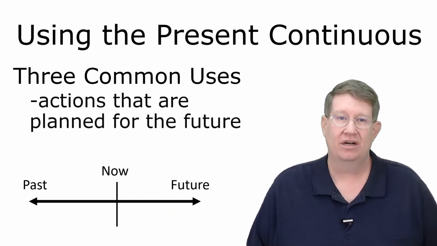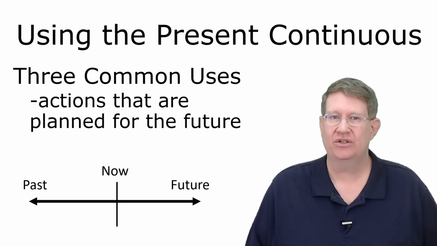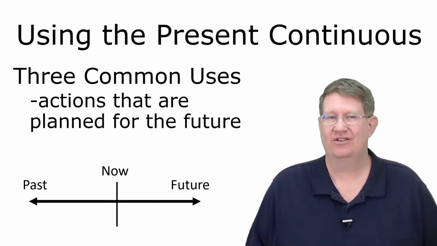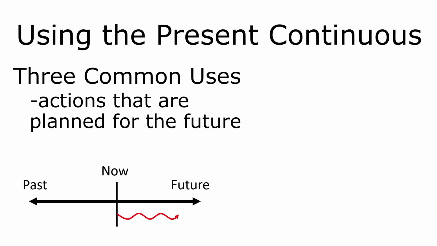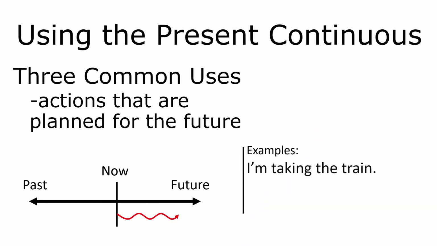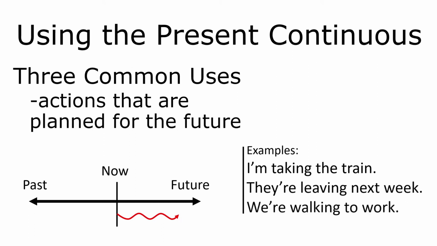And we can also use the present continuous, believe it or not, to talk about actions that are planned for the future. Again, let's take a look at some examples. How are you getting to London next week? I'm taking the train. They're leaving next week. We're walking to work. So, all of these are actually talking about things that can happen in the future.